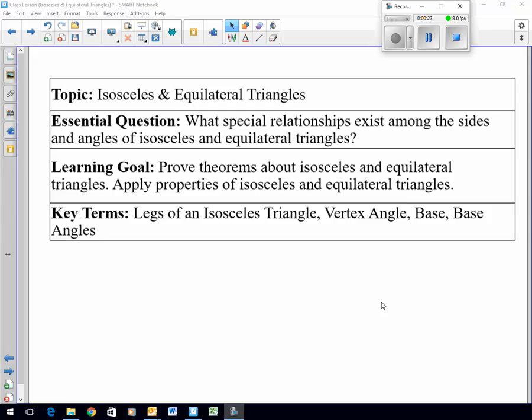Well, they're not isosceles and equilateral because I assume you know those already, but we're going to talk about legs of isosceles triangles, a vertex angle, a base, and base angles.